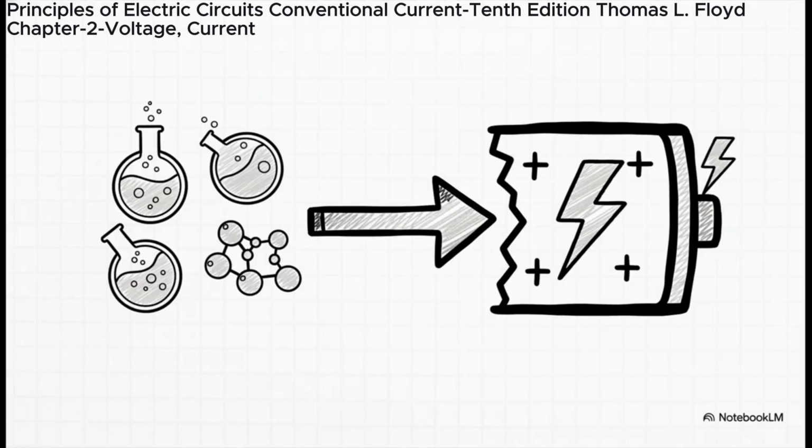Let's start with the one we all know, the battery. What's happening inside is basically a tiny, very controlled chemical reaction. This reaction forcibly separates charges, creating a pileup of electrons on the negative side and a lack of them on the positive side. That separation is the voltage. It's like a little pocket-sized power plant, converting chemical energy into electrical potential.